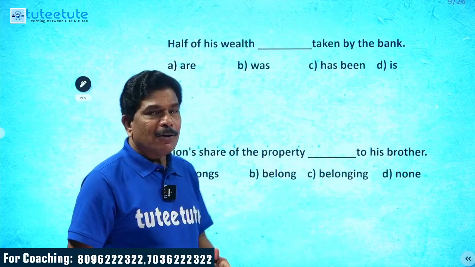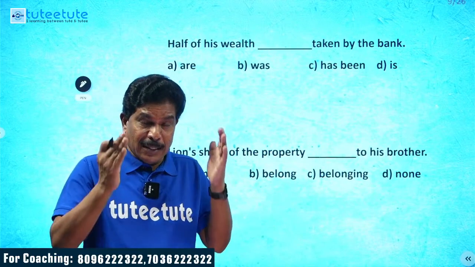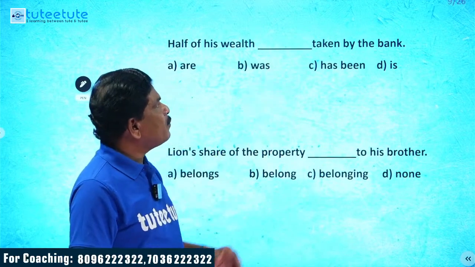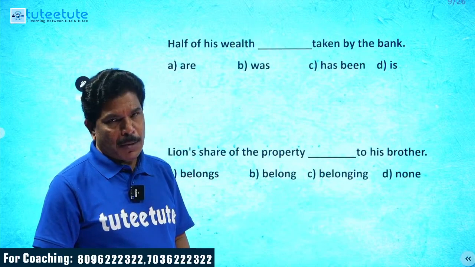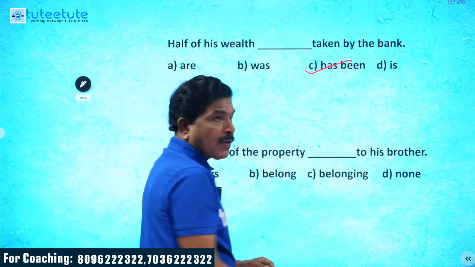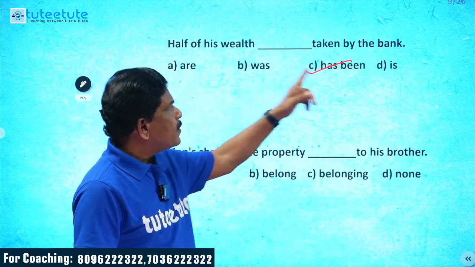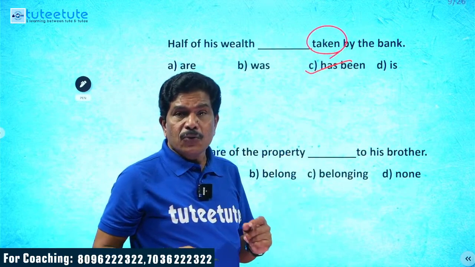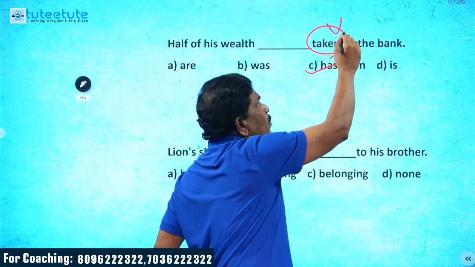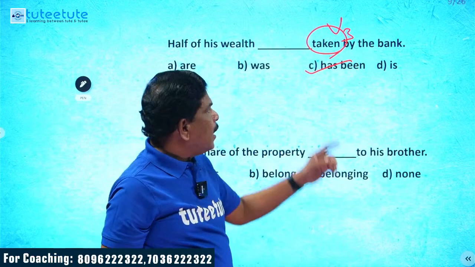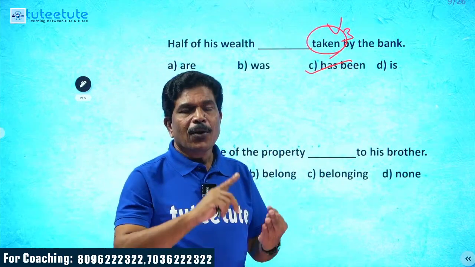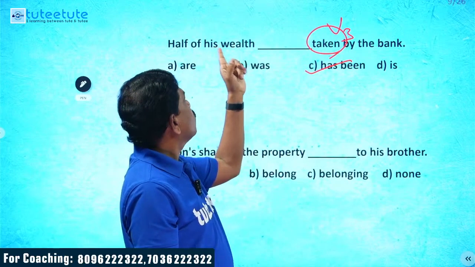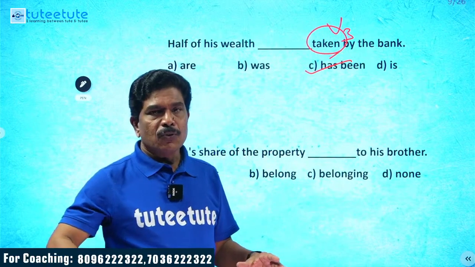So here, half of his wealth is uncountable. Wealth itself is singular, half is no doubt singular. So half of his wealth has been taken by the bank. Has been taken. Why not is? Because here there is a verb taken, which is the V3 form, which should be followed by has or have or had. Here this is given in a passive form. Therefore, half of his wealth has been taken by the bank.